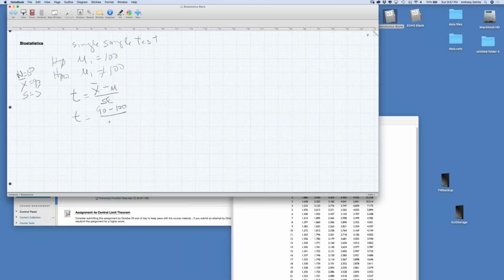So t is going to be equal to X bar, which is 90, minus 100, over the standard error. How do you calculate standard error for a single sample test? Standard error is equal to the standard deviation of the sample, because that's probably all we know, we don't know the population standard deviation, over the square root of the sample size, which is going to be 5 over the square root of 50. Whatever that comes out to be. I'm going to take a wild guess: 7 times 7 is 49, so the square root of 50 is about 7. It's going to be about 0.8, let's say. So that's going to be over 0.8.